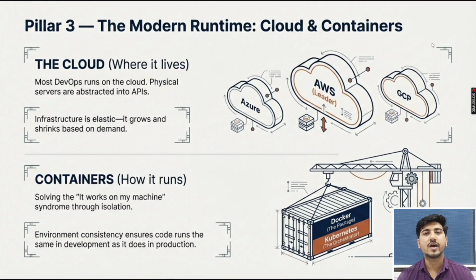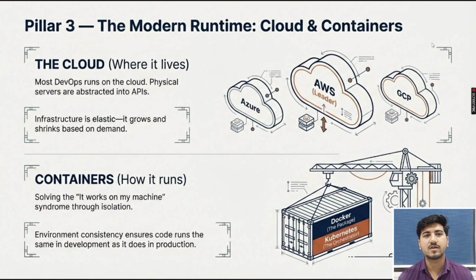Third is nothing but the cloud and containers. In the cloud, the first one is where it lives. There are different types of cloud providers, like Azure, AWS, and GCP. These are the different cloud platforms we use, and these are the different cloud providers. Why we use all these clouds and what the cloud is, we'll also learn in a later part, in different videos.